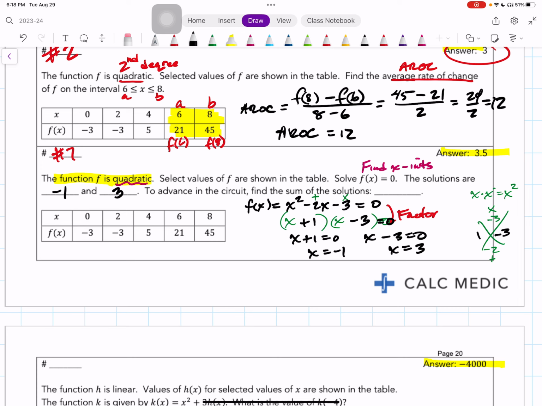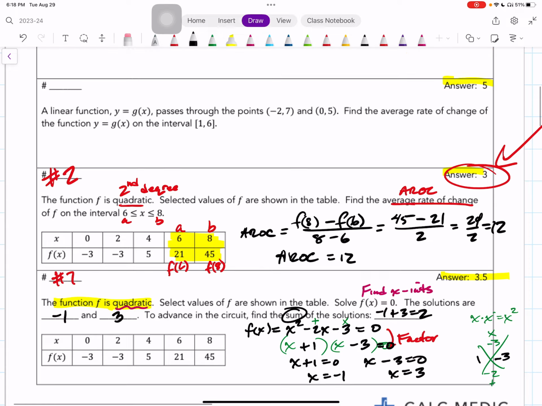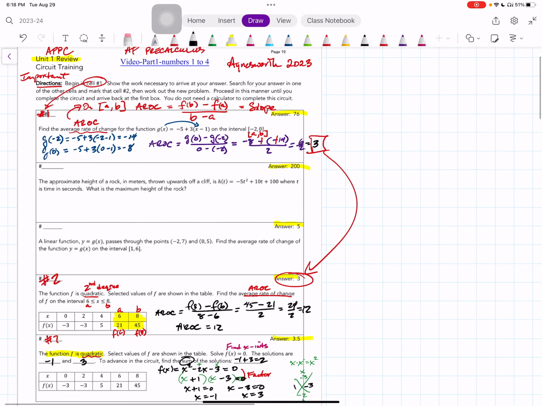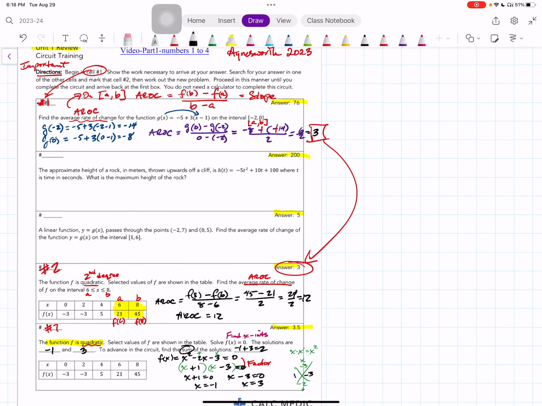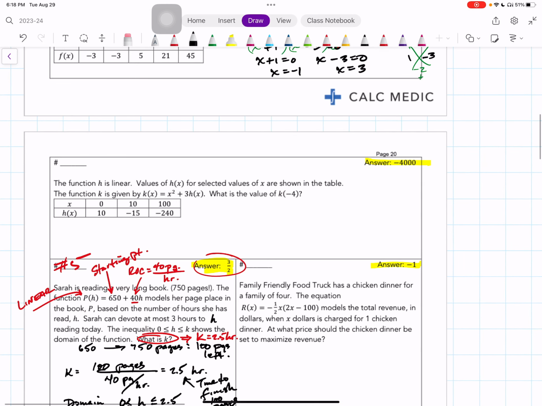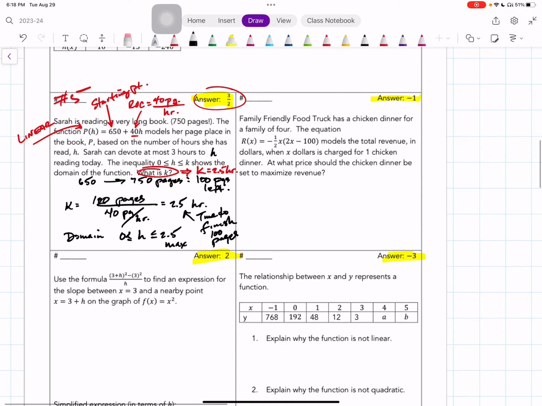To advance in the circuit, find the sum of the solutions. Well, that means you simply add them. So negative 1 plus 3 is 2. And then we've got to find 2 in the circuit. Okay, so this is the beginning here. Look at all the answers in yellow here. You've got to find 2, and that's none of them up there. So you just have to keep on going. Find 2, not there. Oh, I found it.